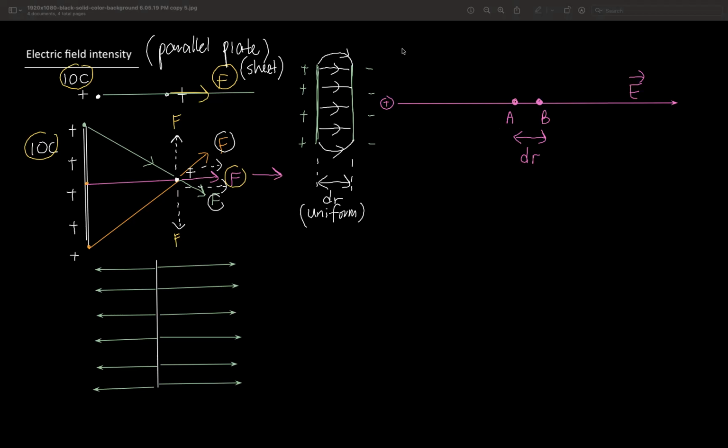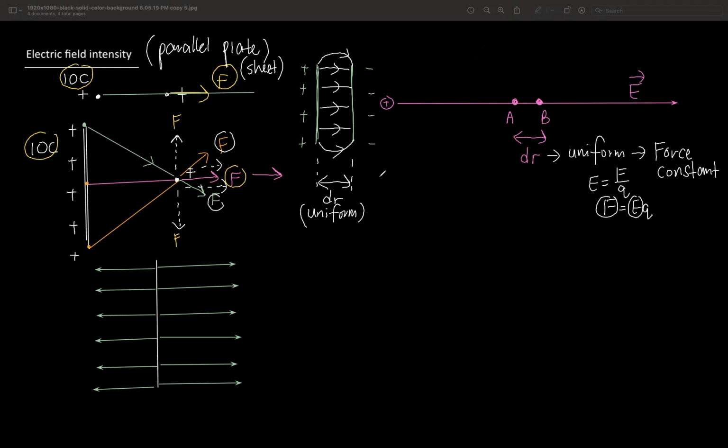Now, here, small r, so the field is uniform. When the field is uniform, what does it mean in terms of the force? The force is constant. E equals F over Q, so F equals EQ. When this is constant, then the force is constant. So between points A and B, a constant force is acting on the charge. That is the first thing.